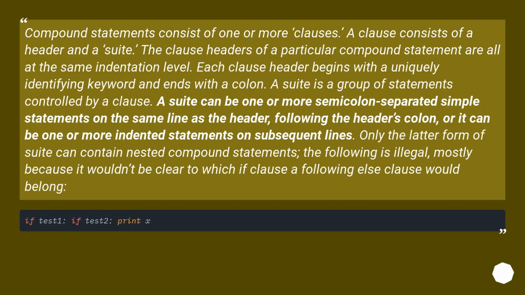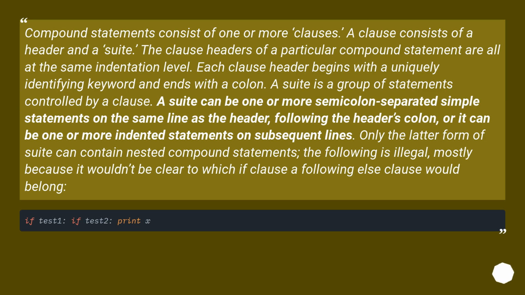From 8. Compound statements. Compound statements consist of one or more clauses. A clause consists of a header and a suite. The clause headers of a particular compound statement are all at the same indentation level. Each clause header begins with a uniquely identifying keyword and ends with a colon. A suite is a group of statements controlled by a clause.